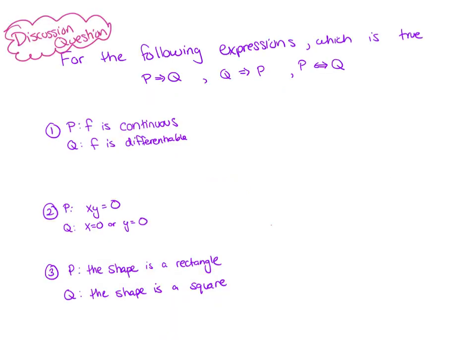Finally, I have a question for you to try. I didn't write it all in pink. Hopefully it doesn't throw anyone off too much. So I've got 3 different pairs of expressions. And I want you for each pair to decide if P implies Q is true, if Q implies P is true, and if both of them are true, then you can say that P if and only if Q. So go ahead, try all 3 of these, see if you can decide for each of them which of these 3 things are true. And then we'll talk about that in class.